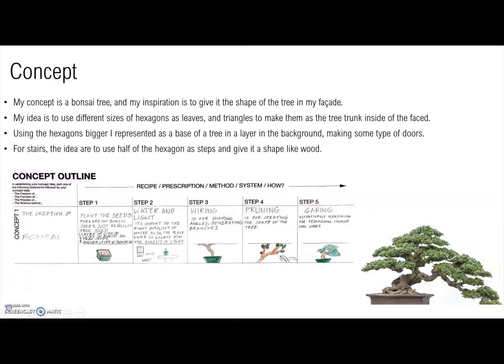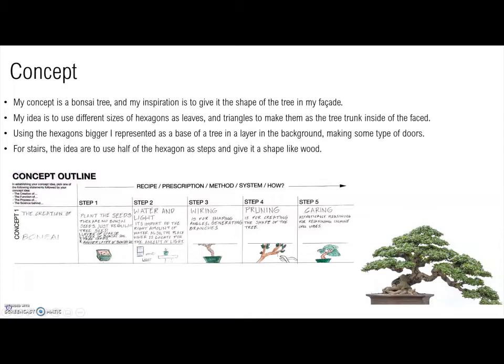My concept was a bonsai tree. I used the Potsus. Bonsai is a specific type of tree. My idea in using the tree was to make the design have the shape of the tree. I want to make the leaves have the shape of hexagons and use some triangles to make the tree trunk that is going on the inside of the facade.